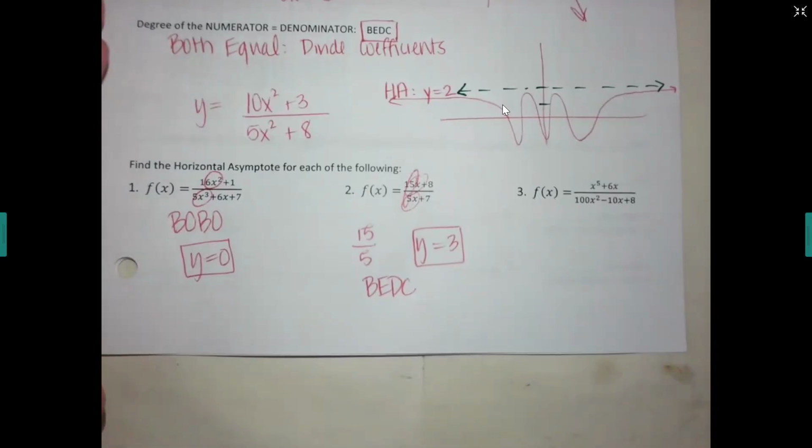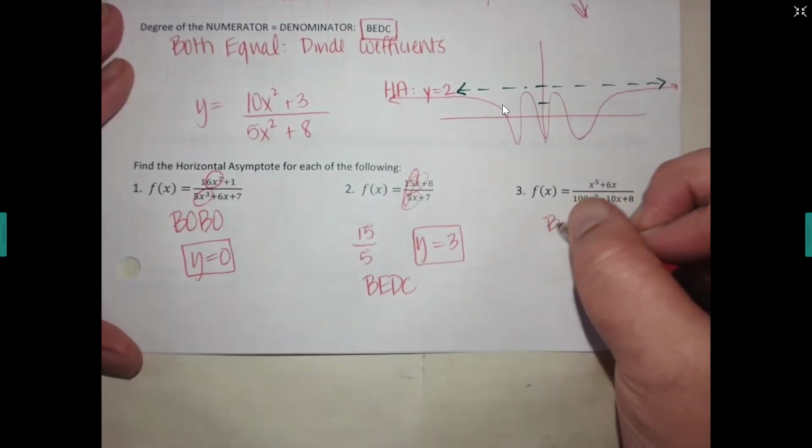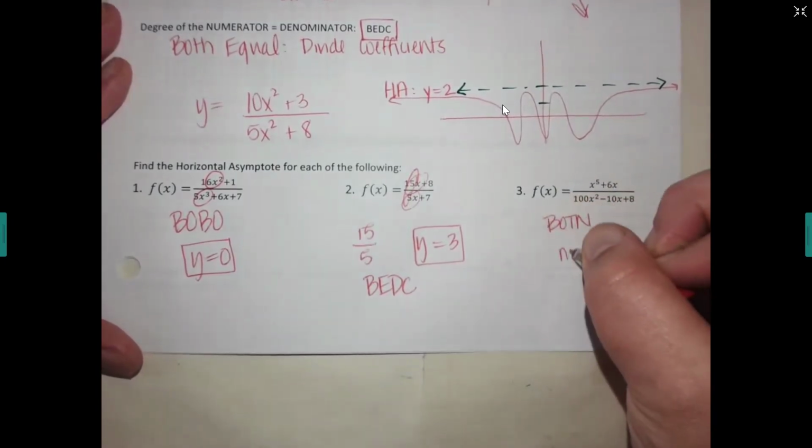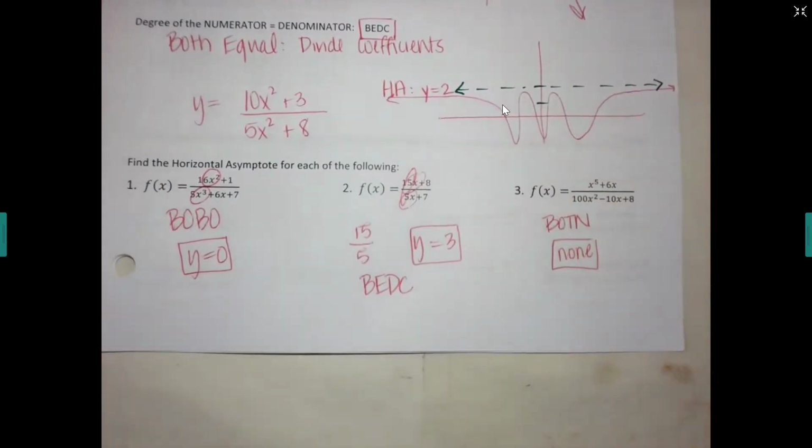Okay, last one, bigger on top, bigger on bottom, or both equal? So that makes it a bottom. And remember the N stands for none or no horizontal asymptotes. Okay, which means remember your ends either they go up, maybe they go down, but they don't curve off to anything specific. All right, go ahead and turn the page.